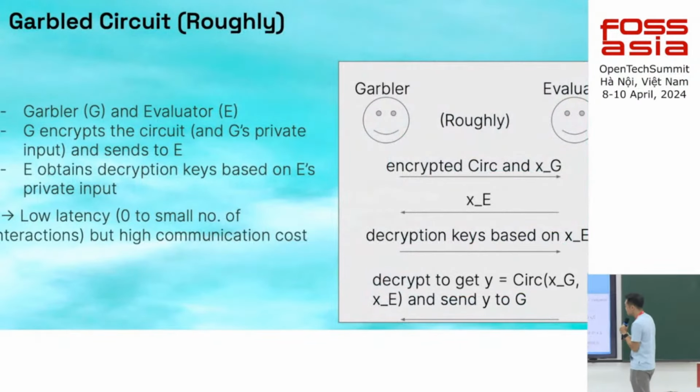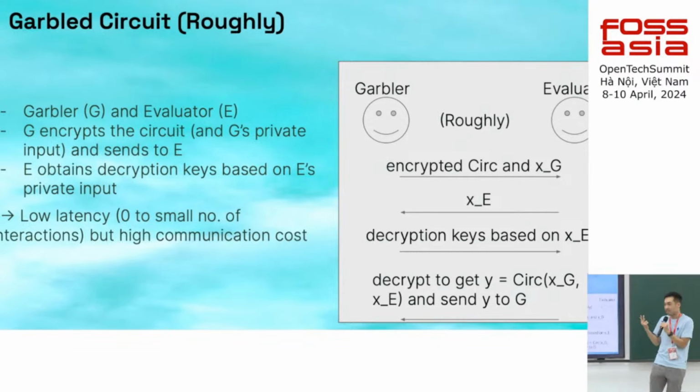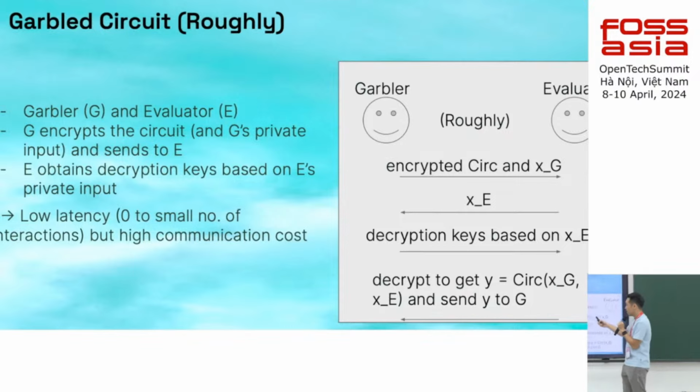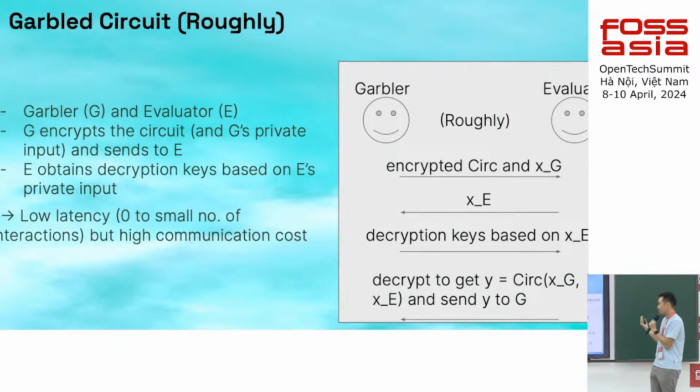Còn một góc nhìn khác đối với mạch được xáo trộn này, thì mình có thể hiểu là mạch xáo trộn này là một hệ MPC mà hỗ trợ được hai bên thôi, nhưng hỗ trợ theo kiểu có thể có tính riêng tư giữa hai bên. Một bên mình gọi là garbler, là bên làm xáo trộn, một bên gọi là evaluator, nghĩa là người thực hiện việc tính toán sau khi mạch được xáo trộn.